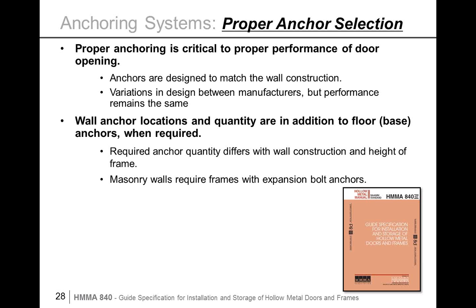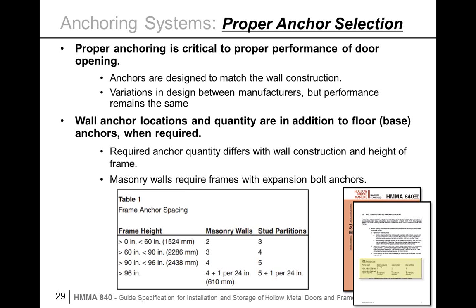Now, location of the anchors is clearly documented by HMMA and also the manufacturers. In HMMA Table 1, there's a clear guideline of anchor spacing, and that's all in accordance with NFPA Pamphlet 80 and building code requirements. The key here is that the number of anchors shown relates to jamb anchors, and there's always an additional sill anchor located in each jamb.